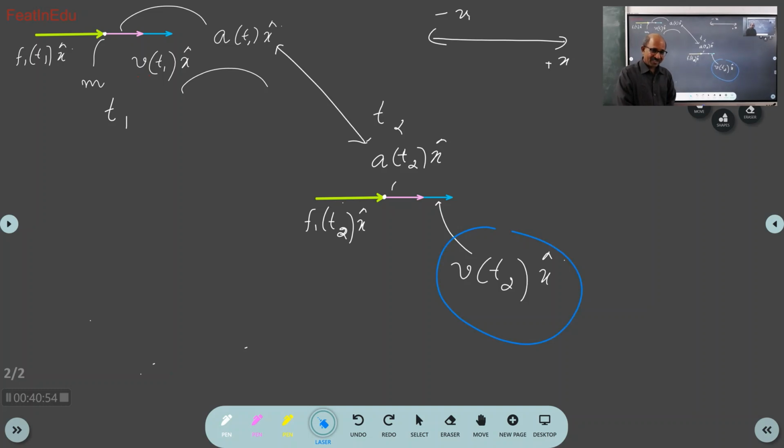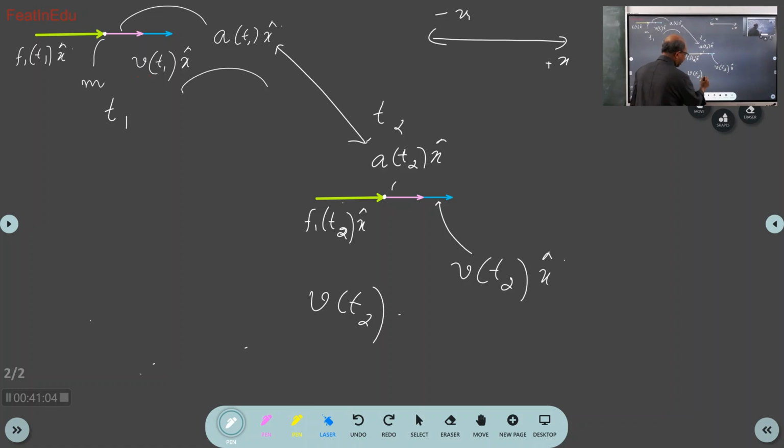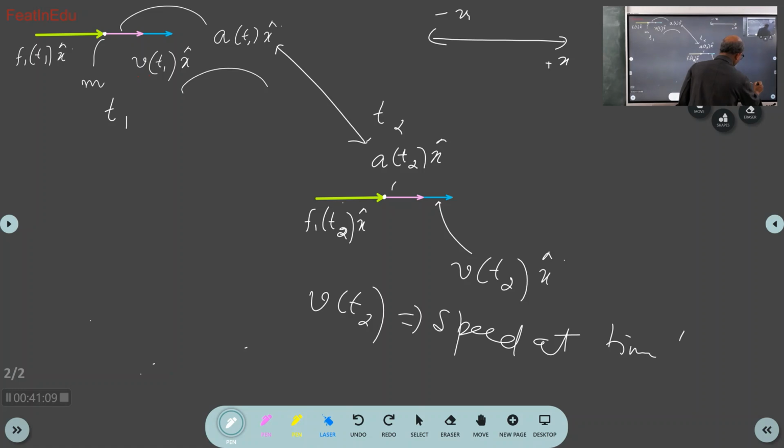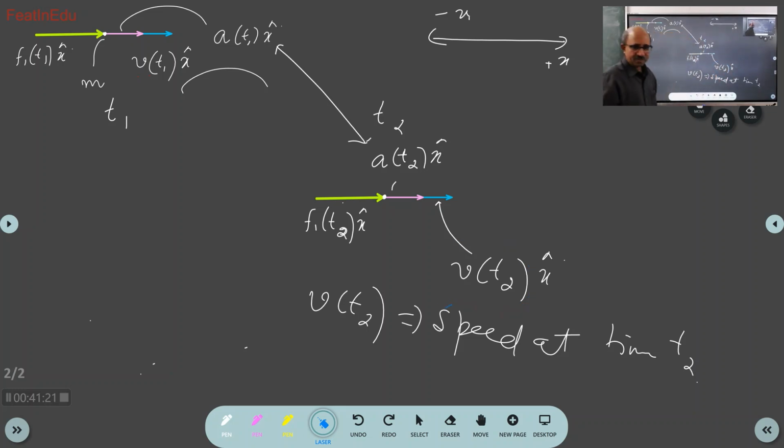Then what is t2? An instant of time. So Vt2 means speed at time t2. Correct? Yes, sir. So Vt1 means speed at time t1. Correct? And this thing is the speed, and x cap means the direction. See, when you are sitting in the car, you see the speed in this direction. So what is the speed?